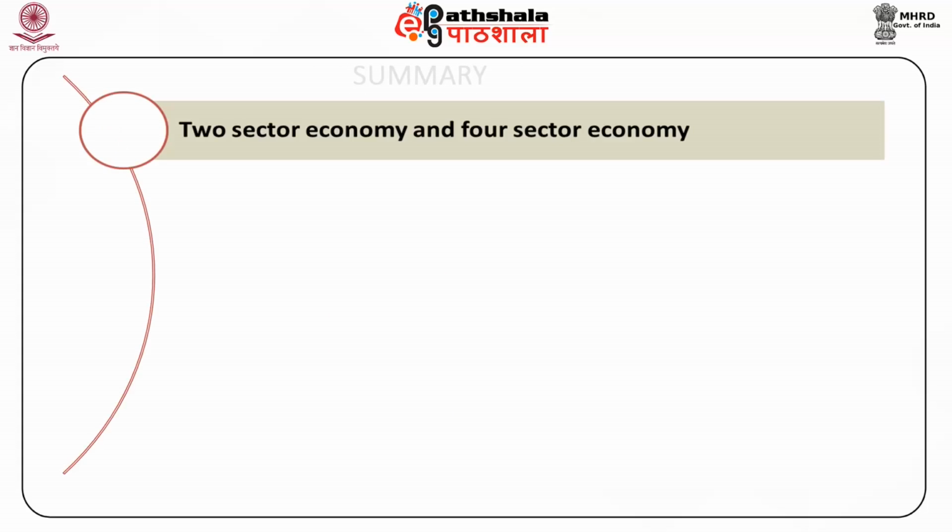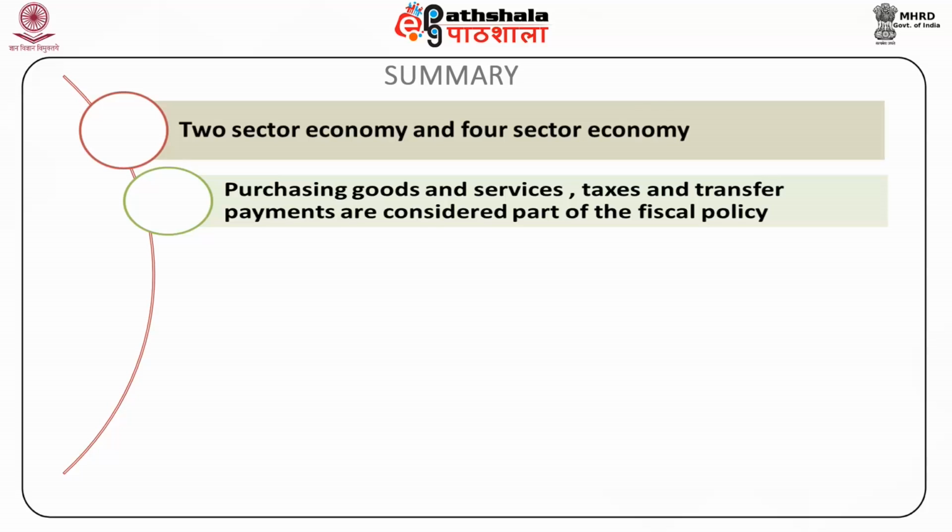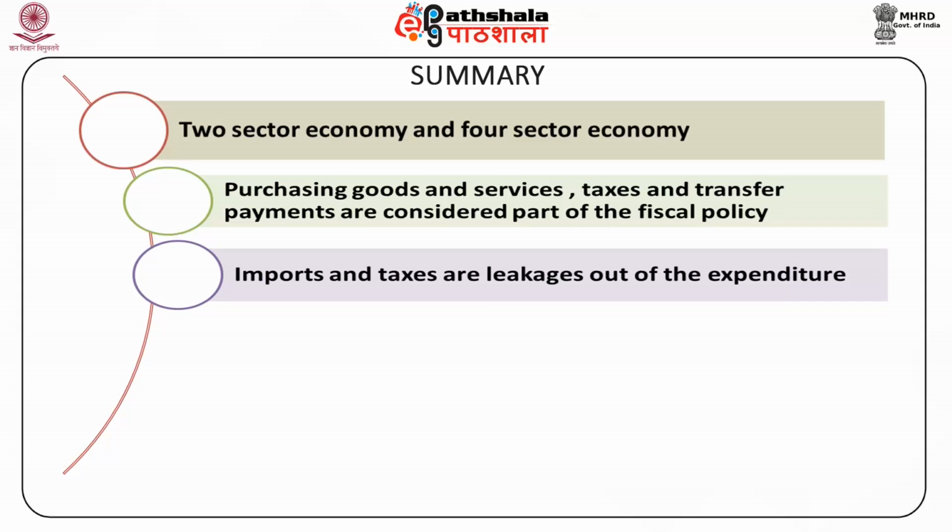Through this module, we have learnt that in a two-sector economy, only households and firms are considered for calculating the equilibrium income, while in the four-sector economy, government and external sector are also included. Government activities of purchasing goods and services, levying taxes, and providing transfer payments to households such as unemployment allowance, subsidies, etc., are considered part of the fiscal policy of the government. High marginal propensity to import and high tax rate depress income because imports and taxes are leakages out of the expenditure on domestic production.